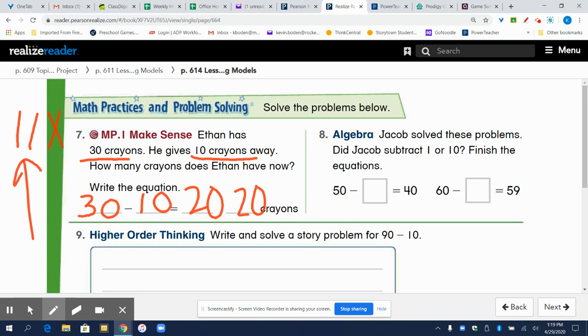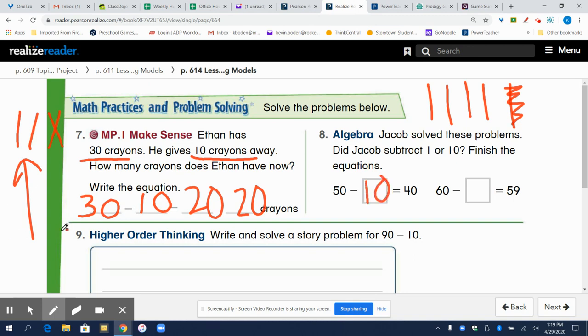50 minus blank equals 40. Well, we have to go from 50 down to 40. All right, 10, 20, 30, 40, 50. Now, should we take away 1 or should we take away 10? Nice. Look, we have to take away a whole 10 to get 40. So we have to take away a 10.